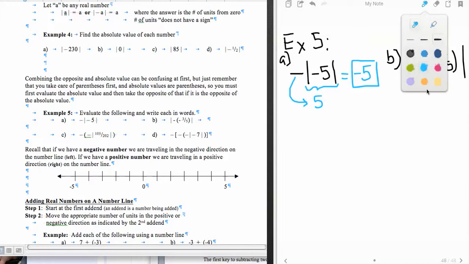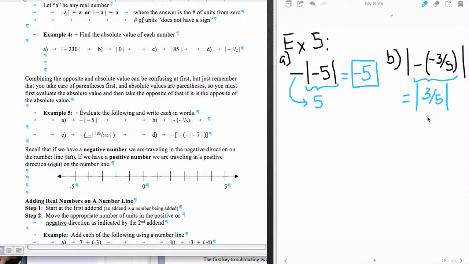So this time we're going to look at the inside of this. We're looking at this statement right here. The opposite of negative 3/5 is 3/5, or positive 3/5. And then we still have to evaluate the absolute value of that. And the absolute value of this is, of course, 3/5, the number without its sign.